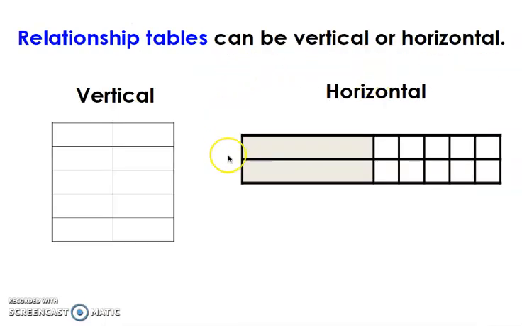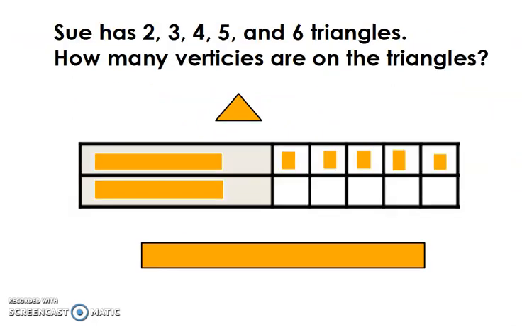When you're looking at relationship tables, sometimes you'll see it vertically. That means up and down. Or sometimes you'll see it go horizontal. That means across. It can be shown in either way. Let's try a problem together.